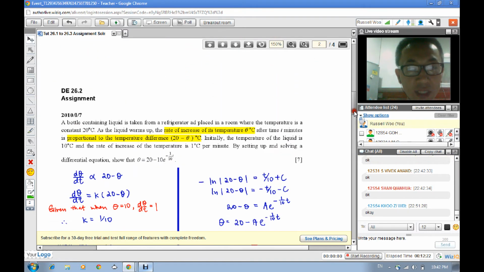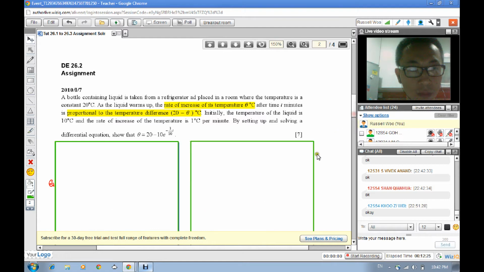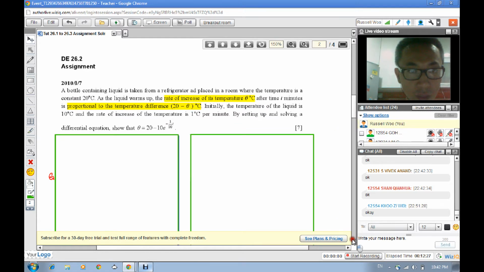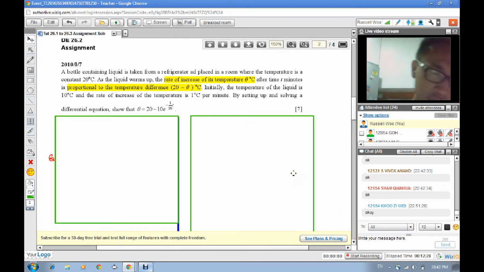Okay, let's go on to 26.2. Many of you actually told me that 26.2 is the most difficult of the three parts to DE, which is to formulate the DE given a scenario. Essentially, it's all about interpreting the question and changing the sentences into a mathematical expression.